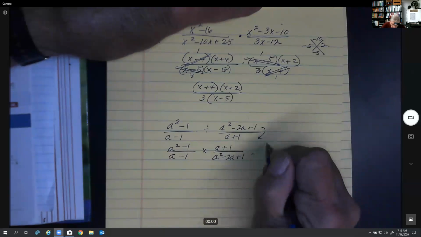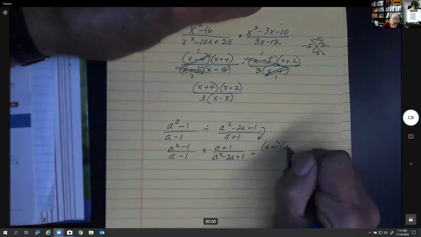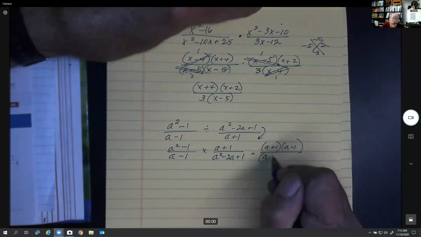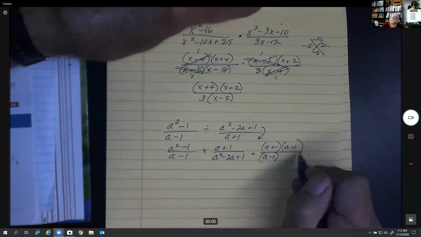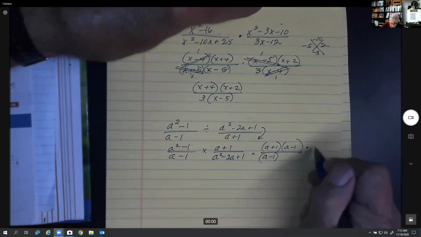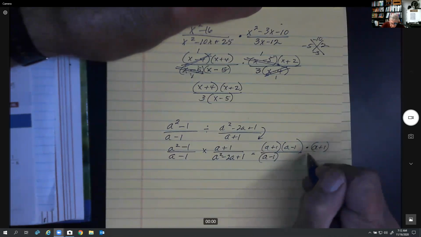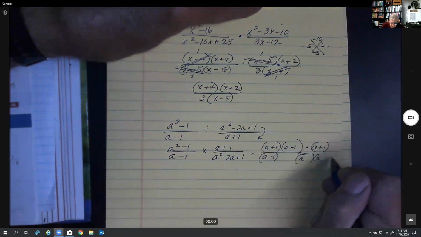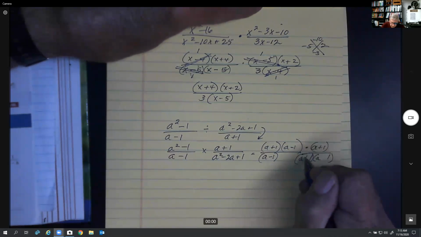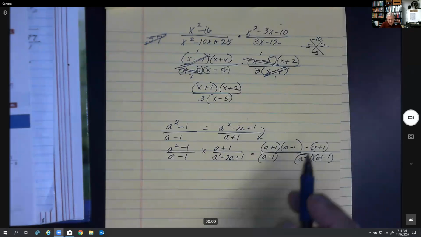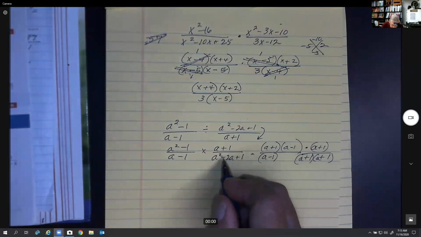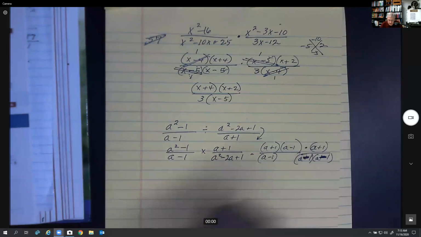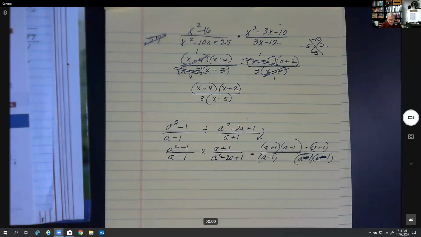A squared minus 1 would be A plus 1, A minus 1. A minus 1, I can't do anything to that, so I'll leave that alone, times A plus 1. And now I'm going to factor that denominator. That will be A and A, 1 and 1, and plus and plus. You can double check if you did it right by doing a FOIL. And I'm wrong, because I see this as a minus, so this would have to be a negative 1 and a negative 1. We have to be a little careful about the signs.